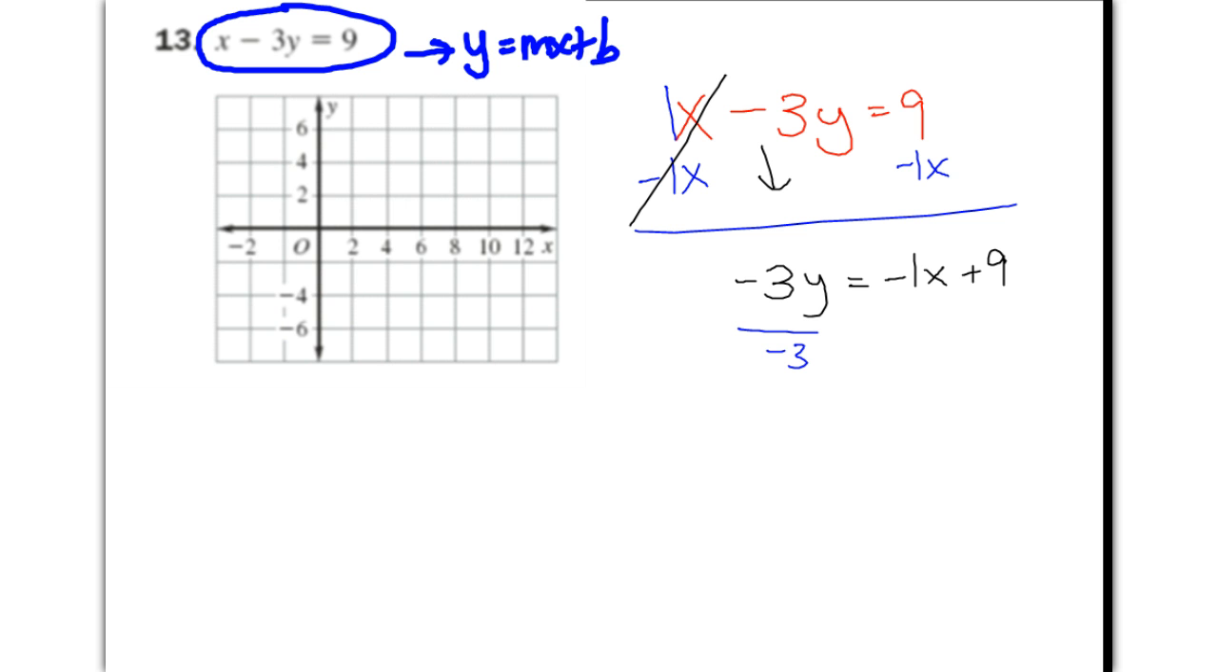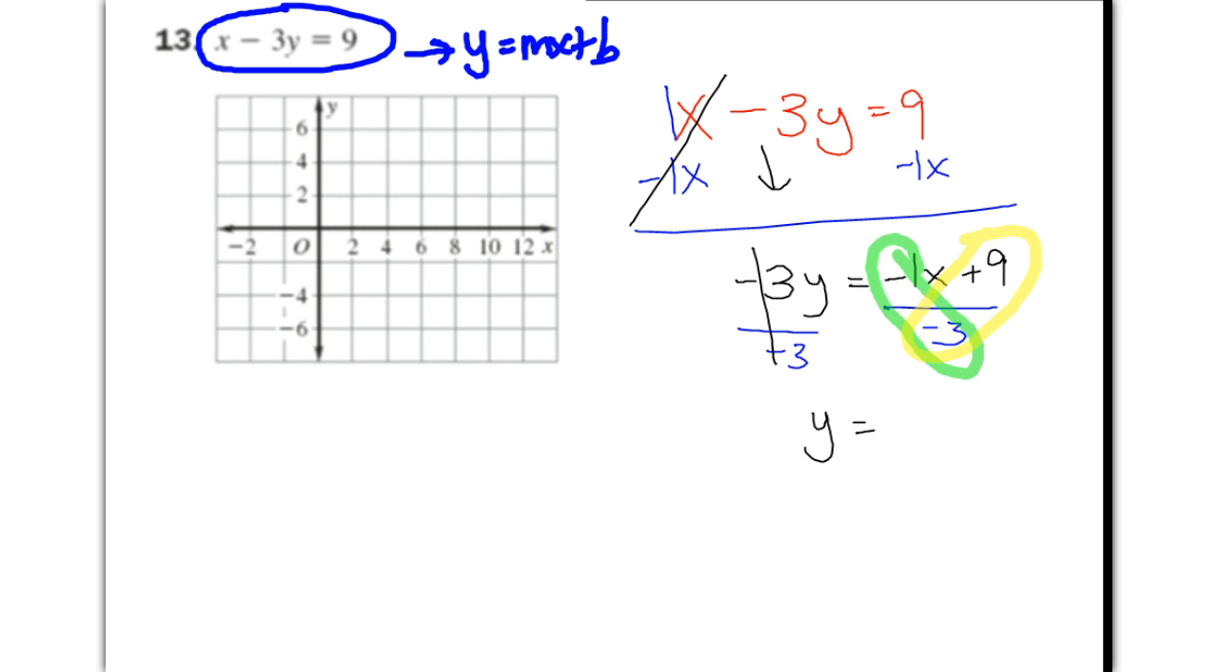So now we're going to divide by negative 3 on both sides to get that y by itself. Our negative 3's cancel out. That gives us just one y when we divide those. And then we have two fractions to think about. The first fraction is negative 1 over negative 3. And then we have 9 over negative 3.